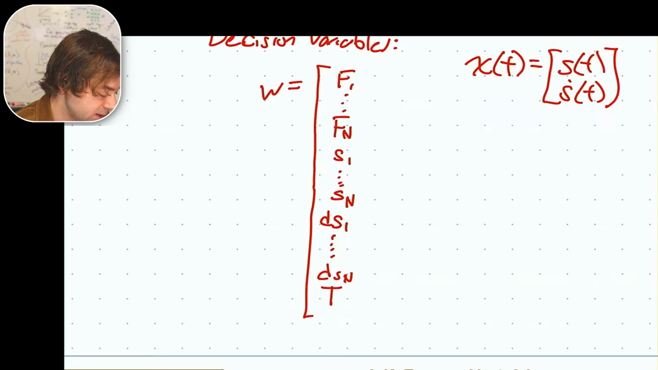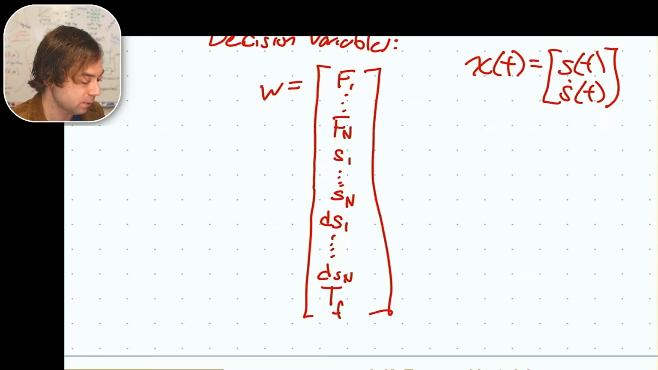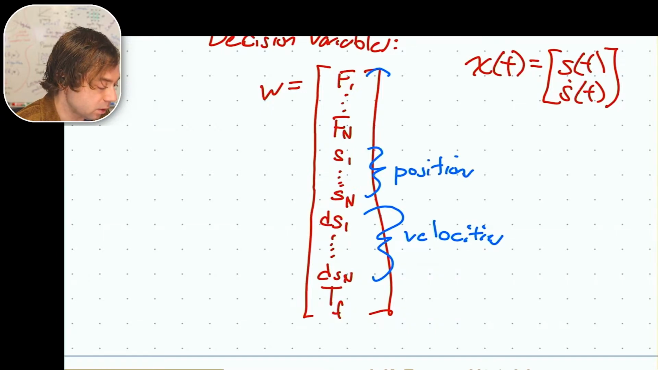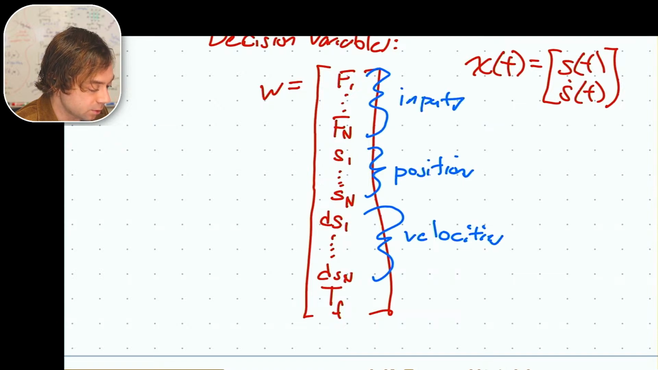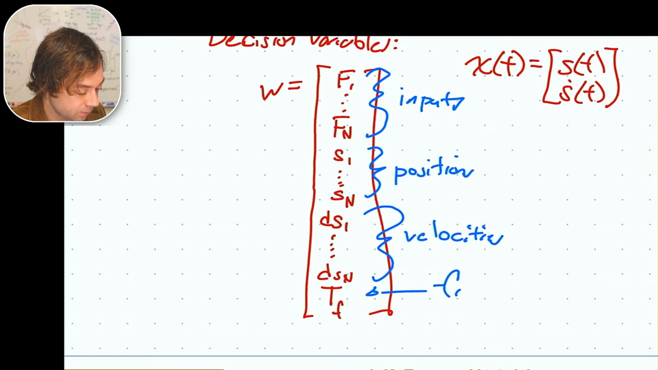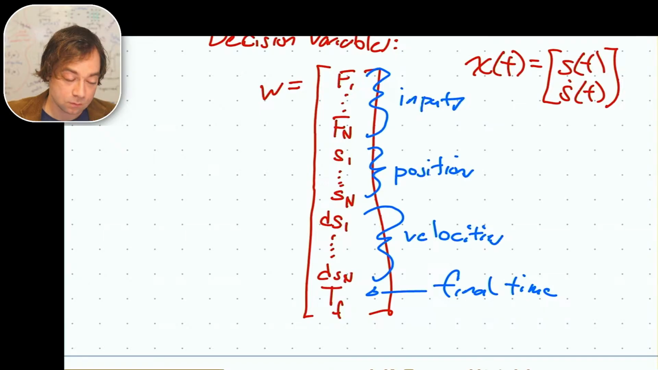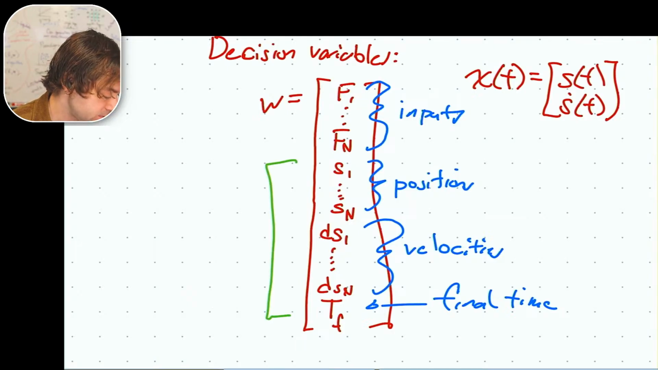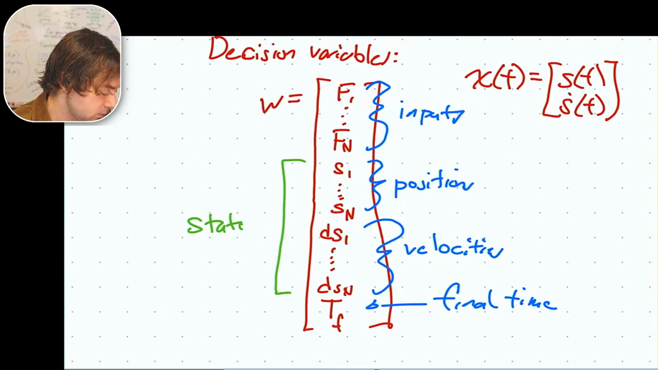This is a little longer than I thought. I'm sorry. Some final time here, okay? Where these are our velocities, those are our positions, and these are our control inputs, right? And then it's final time. Those are our decision variables. Because these are all our states along the trajectory.